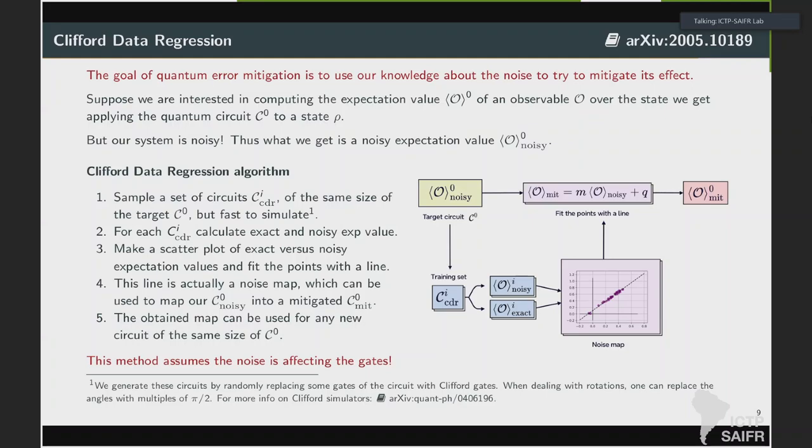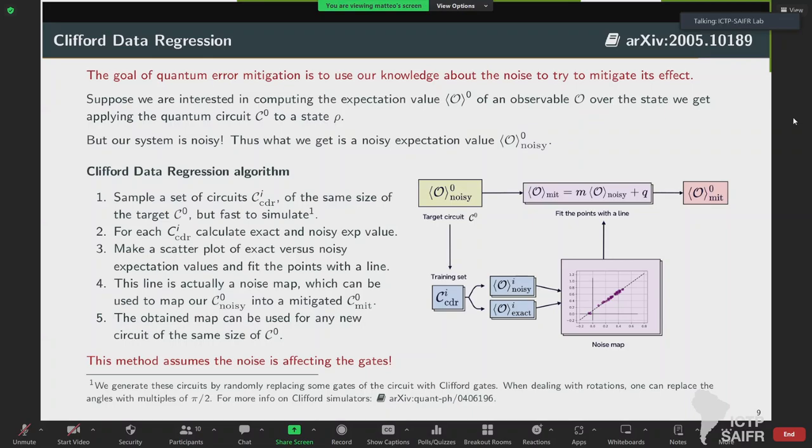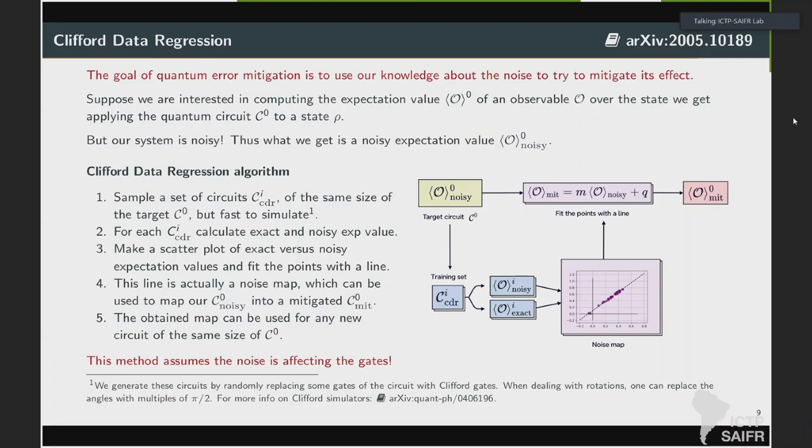If you want to know why Clifford gates are important here, I suggest you look at this reference in the footnote. But in general, the important point here is that Clifford gates allow you to simulate fastly. So if you want to simulate your quantum circuit, you can simulate fastly, okay? And this is important because now you will see. We have our target quantum circuit, C0. We generated a set of circuits which are composed of Cliffords and non-Clifford gates, depending on how many gates you replaced, randomly. All these circuits will be representative, more or less, of the same noise of the initial circuit because they are of the same dimension, okay?